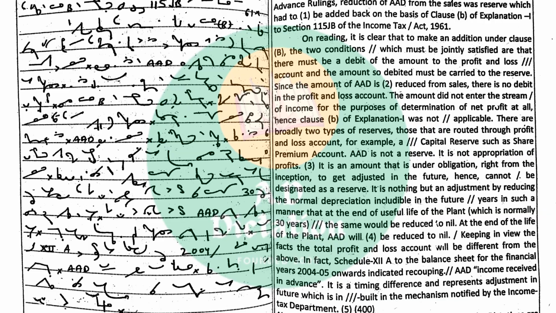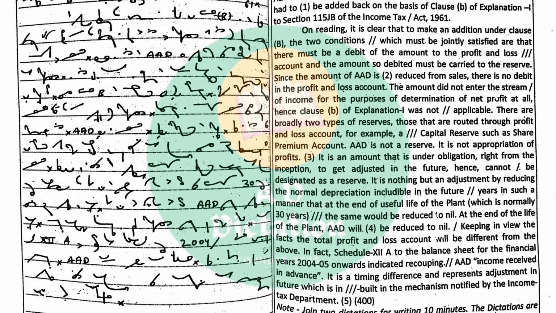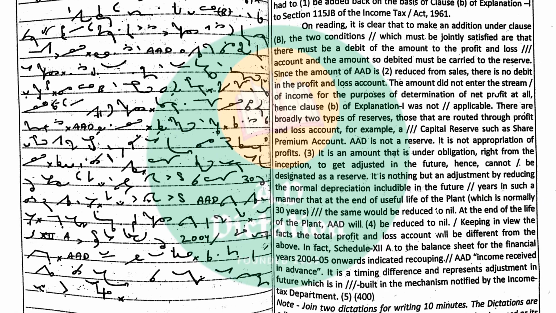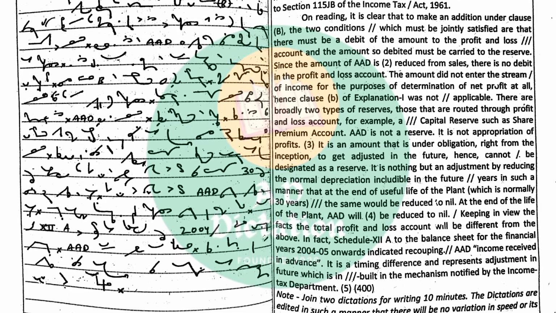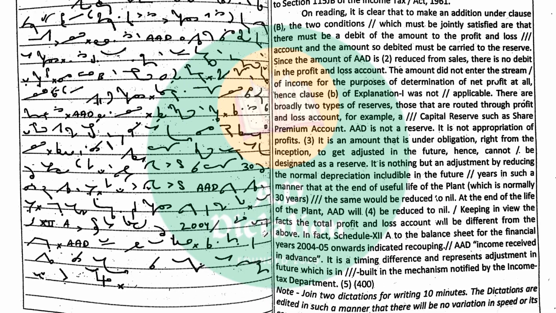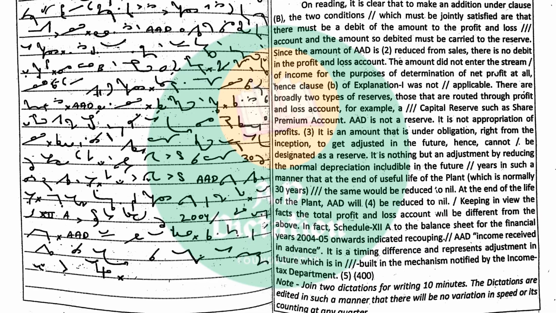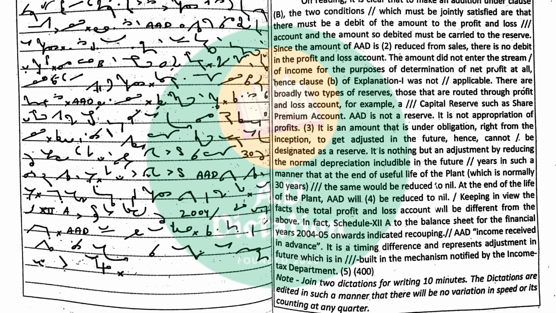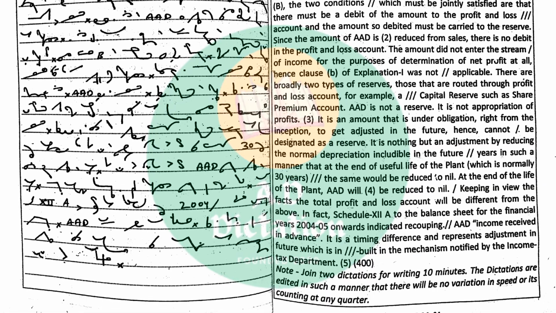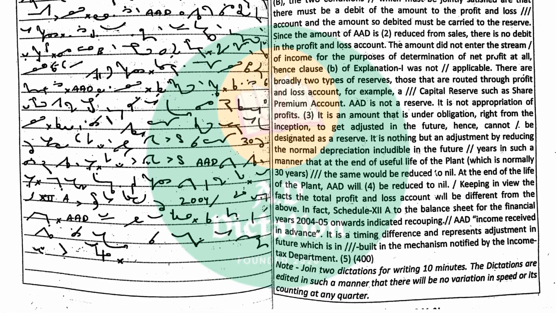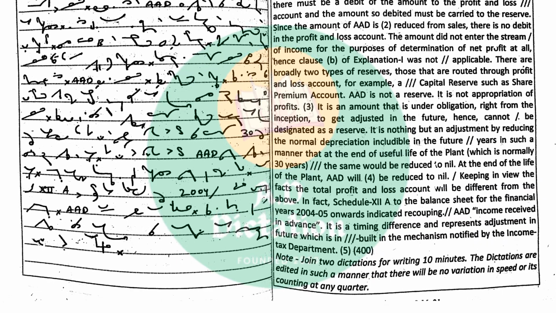AAD is not a reserve. It is not an appropriation of profits. It is an amount that is under obligation right from the inception to get adjusted in the future, hence it cannot be designated as a reserve. It is nothing but an adjustment by reducing the normal depreciation incurable in the future years in such a manner that at the end of the useful life of the plant, which is normally 30 years, the same would be reduced to nil. At the end of the life of the plant, AAD will be reduced to nil.